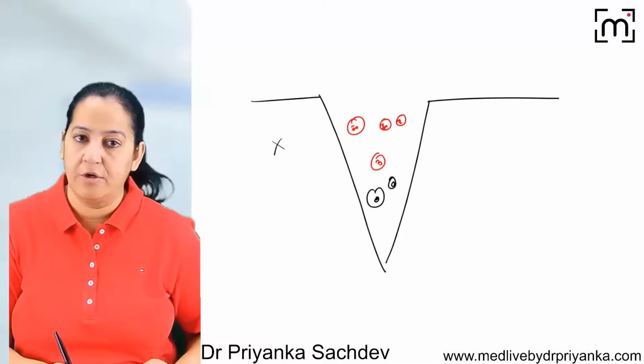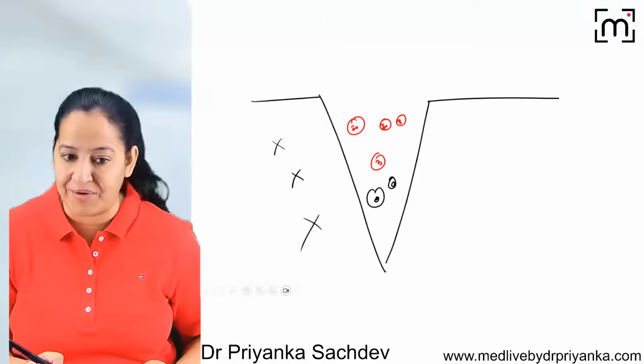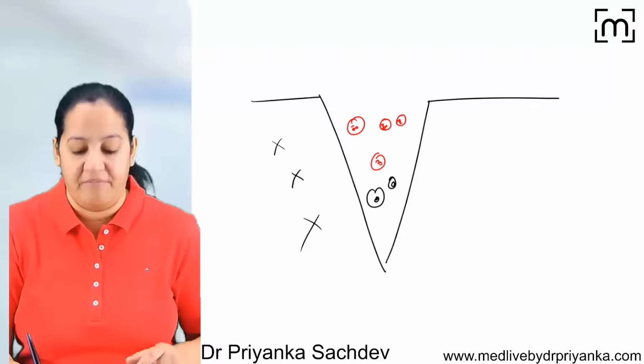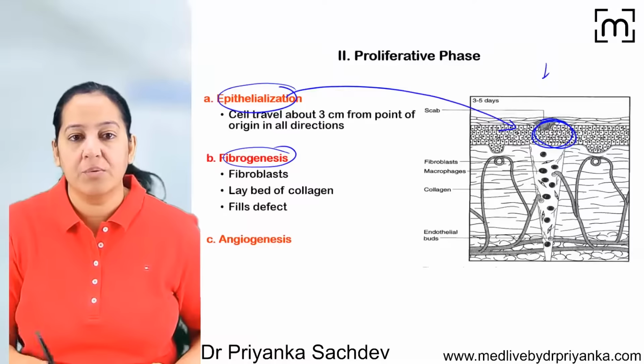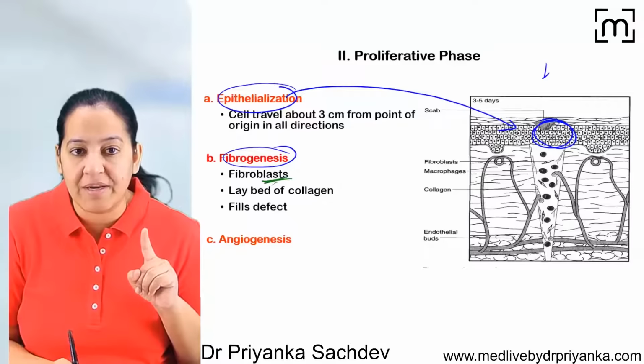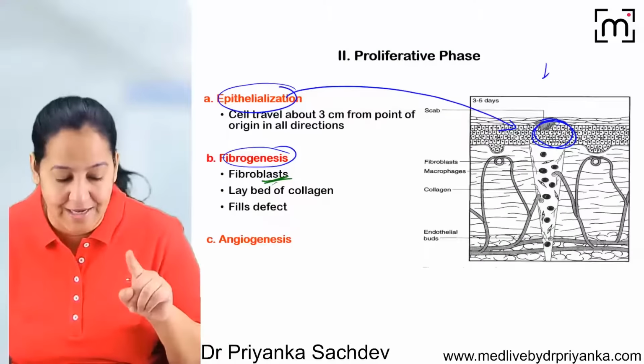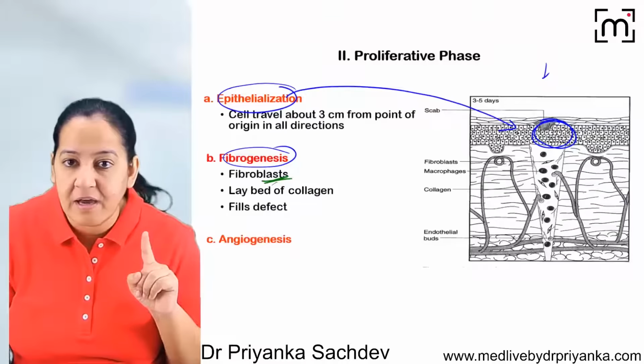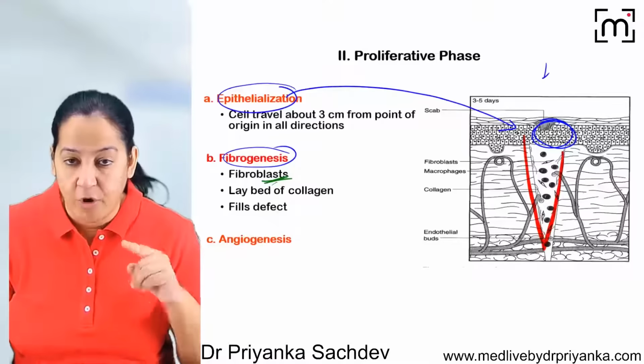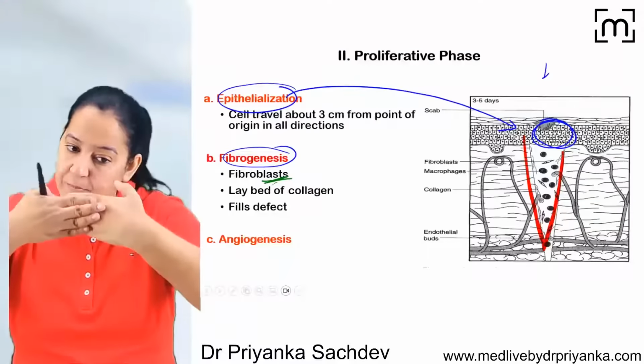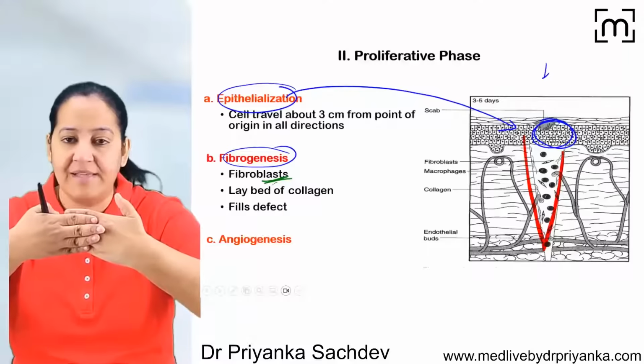Now platelets are gone. Neutrophils are also gone. Now macrophages will also go. And instead of that, the fibroblasts will come. Finally, the fibroblasts are coming now. So in fibrogenesis, the fibroblasts will come in the gap. These are spindle-shaped cells. So appreciate the gap first. I want you to appreciate the gap. I want you to appreciate that the epithelium of both the sides got merged with each other because of epithelialization.